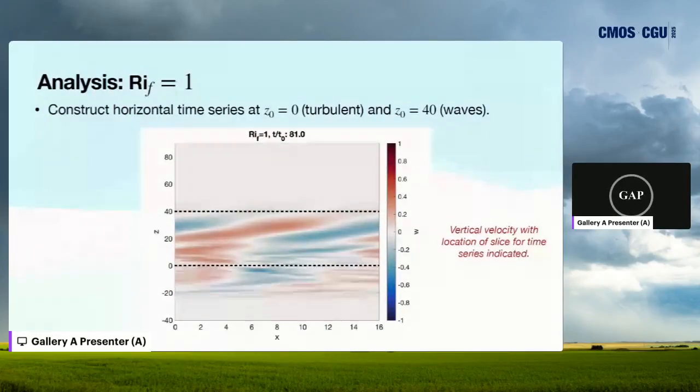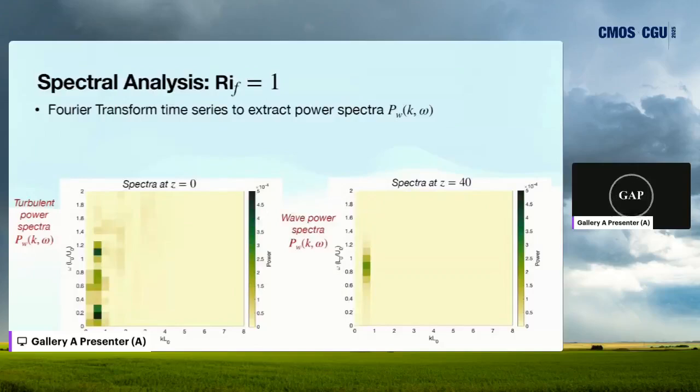So how do we analyze this? We construct a horizontal time series at z0 equals 0, which would allow us to construct a power spectrum of the turbulent region. And we do the same for z0 equals 40, because that is where we'll be able to do this for the wave region. When we Fourier transform our time series to extract this power spectra, we'll call it P sub W because we just have the vertical velocity component in this power, and we move into wave number k and frequency omega space, we find, as we expect, the turbulence has a very broad-banded frequency spectrum, and the waves have one clear peak.